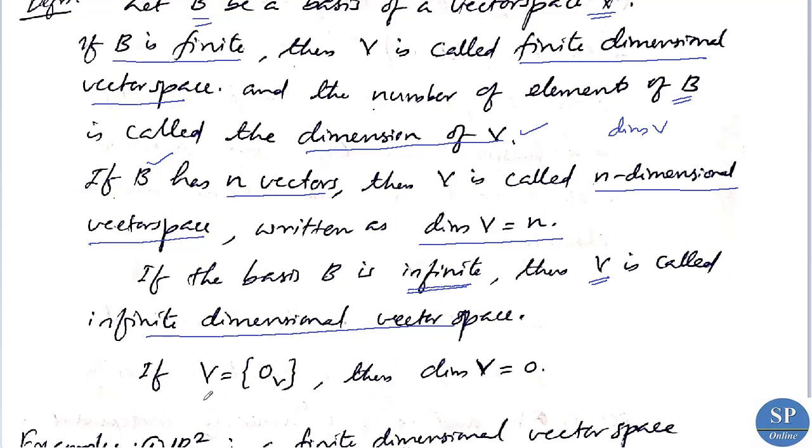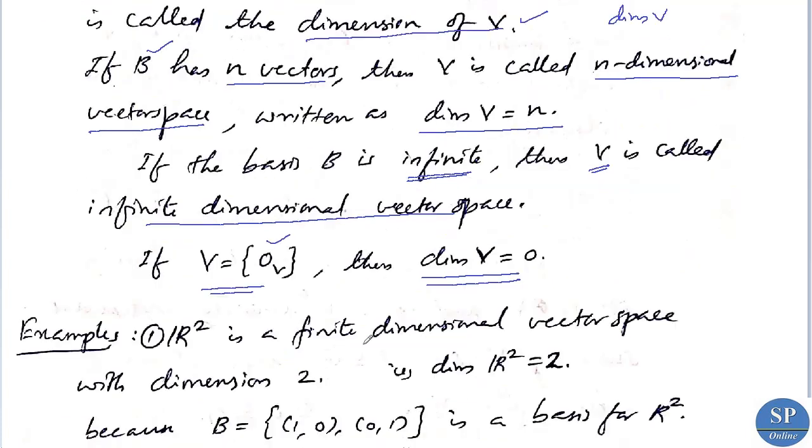Now, if the vector space V is the trivial vector space, that is, if the vector space contains only the identity element, then the dimension of the vector space is 0. Now, we have some examples. R2 is a finite dimensional vector space with dimension 2. That is, dim R2 is 2.